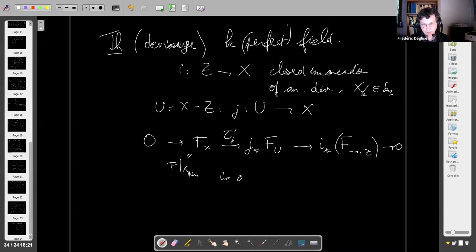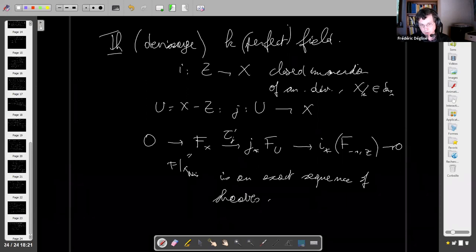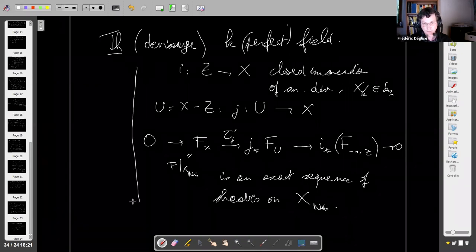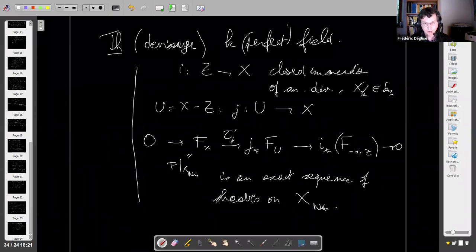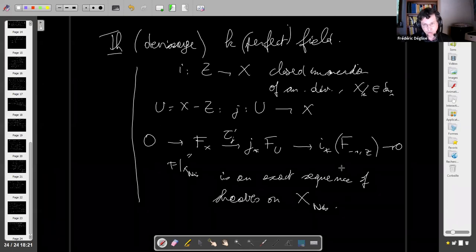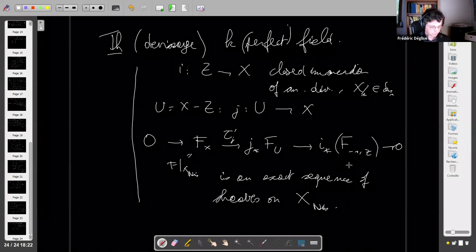So this is an exact sequence of sheaves on the small Nisnevich site of X. Okay. So I have no time to prove this theorem, but again, it really uses the existence of correspondences and the main theorem of Suslin-Voevodsky I've given you, and also you use excision to come back to a simple situation.